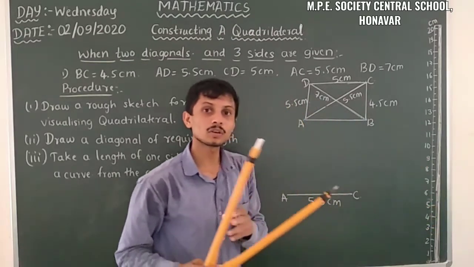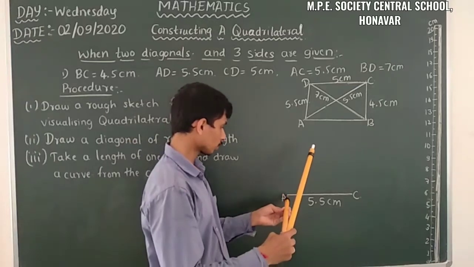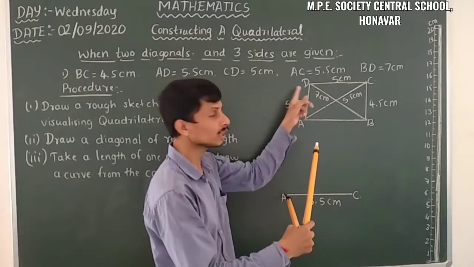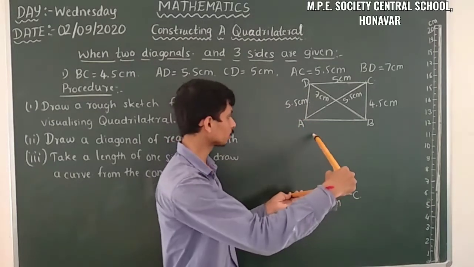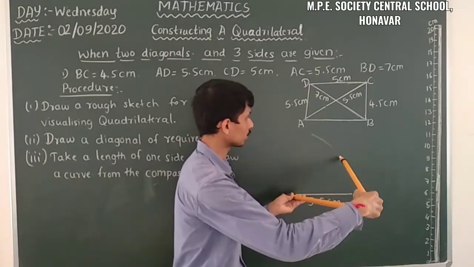So in your notebook you have to select the exact measurement. Locate the required point from A only. So we have to draw the side AD. Here what you have to do is just take a curve like this.